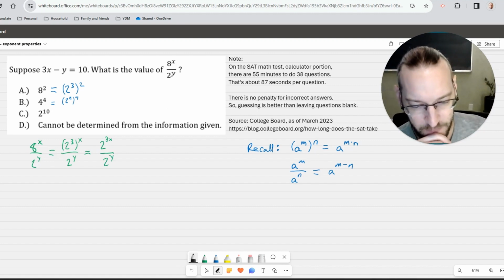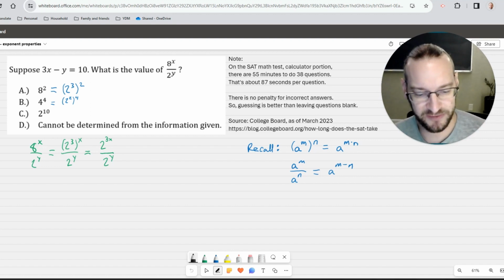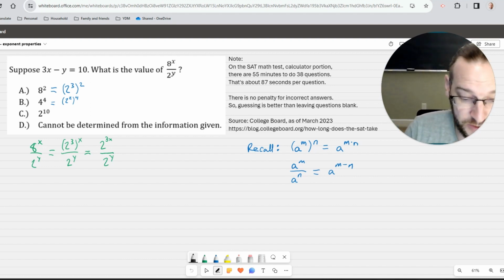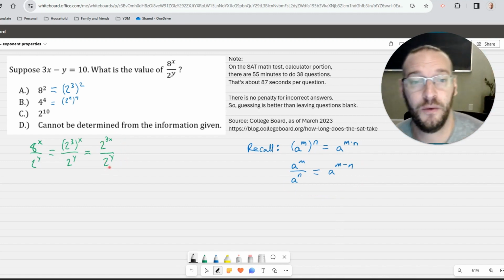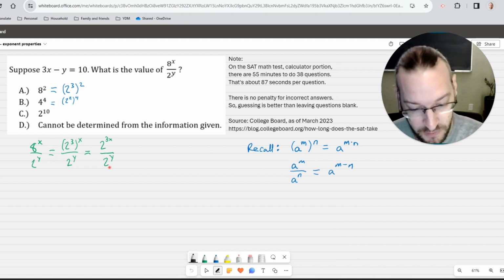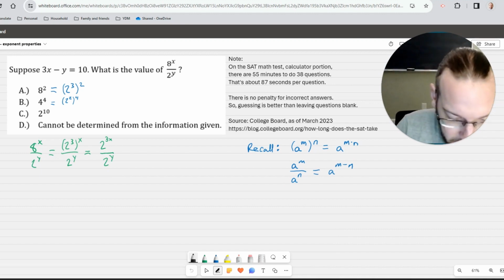Okay. Well, what do I do now? Well, now I can see a couple of options. One thing I could do is realize that by my second property, I have something that resembles exactly this setup right here. I have something raised to the 3x divided by that same something, 2 in this case, raised to the power of y. So why don't I substitute in place of that 2 to the power of 3x minus y.